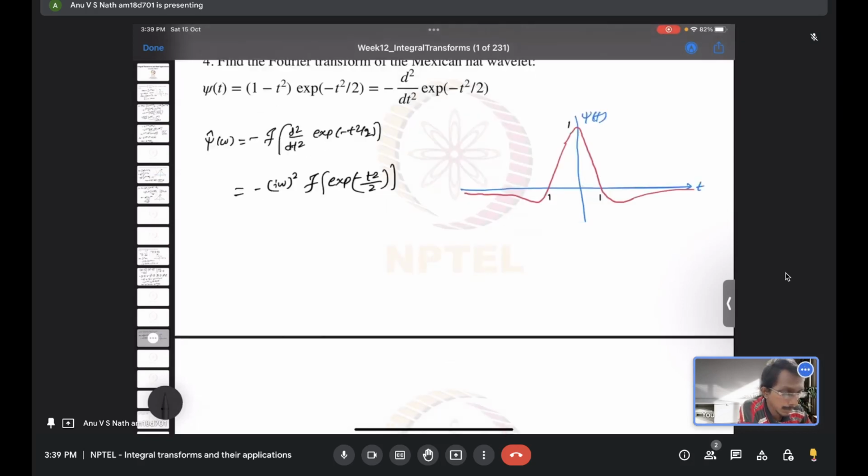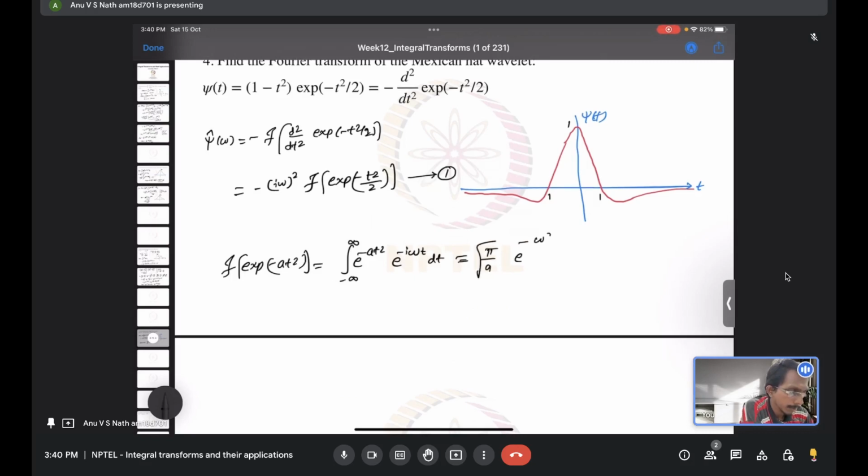If you don't remember that, we can do it: the Fourier transform of exponential of minus a t square, let's say a t square more generally. For us a is just half, that we'll substitute later. Let me call this expression 1. Now, it is the integral from minus infinity to plus infinity of e raised to minus a t square times e raised to minus i omega t dt. A little earlier we showed how it will look: square root of pi by a times exponential of minus omega square by 4a. So in 1 we put a equal to half. Let me call this 2.